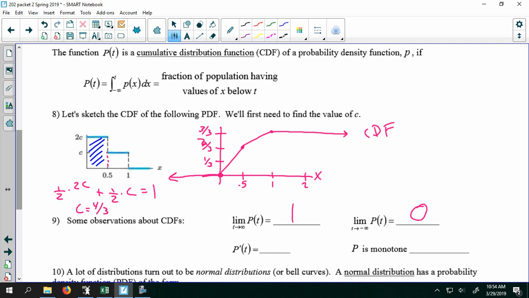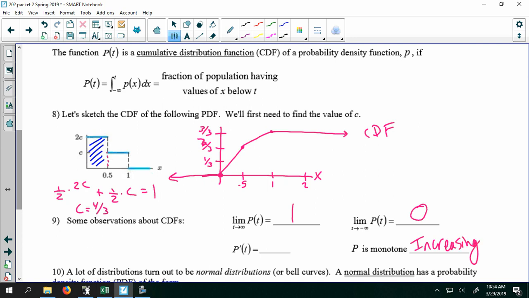And P is monotone. That means always increasing or always decreasing. So P is monotone, which one? Increasing or decreasing? Increasing, always going up, because you're always adding to the area. So it's always going to be increasing.